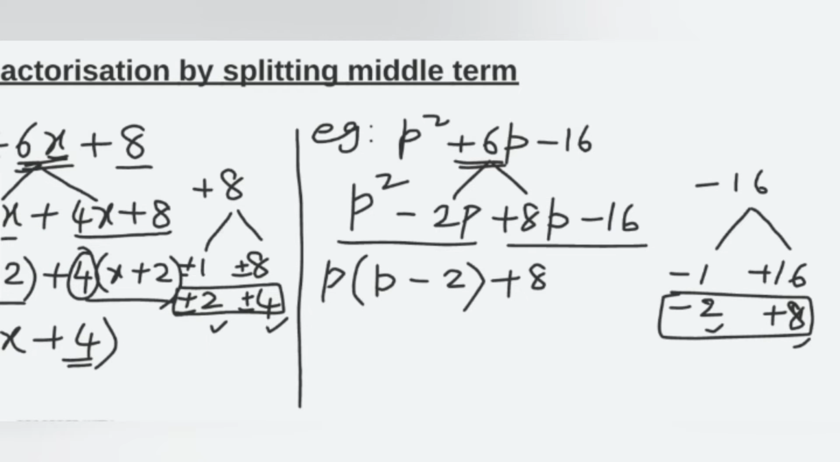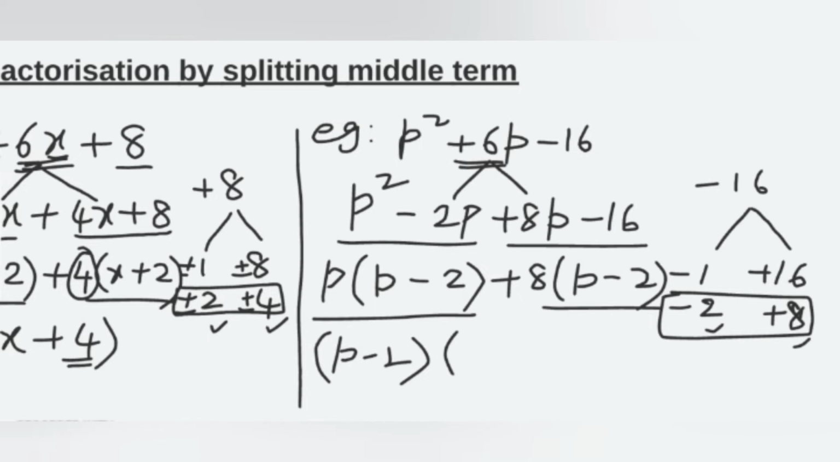Here you can take 8 as common. 8 into p gives you 8p, plus 8 into minus 2 gives minus 16. So here if you observe, p minus 2 is common in both. So let us take p minus 2 as common. And if you take p minus 2 as common, p is left in the first term, and in the second you will get 8. So the answer is p minus 2 into p plus 8.